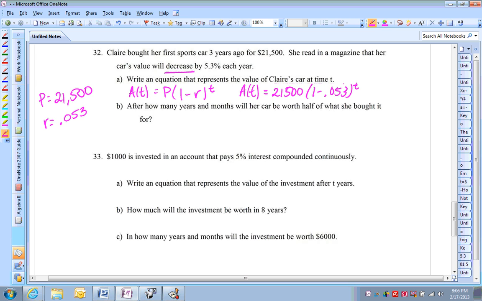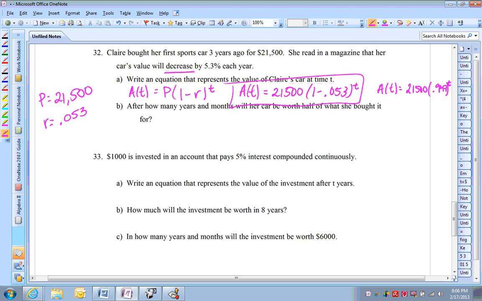And when you simplify that, it comes out to be A of t equals 21,500 times 0.947 raised to the t. Okay, so either one of those is acceptable as the final answer.